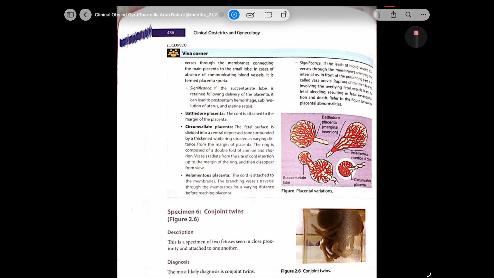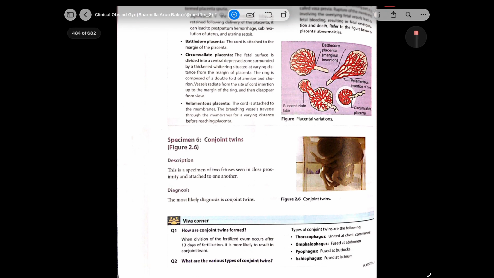Refer to the following figure. This is battledore placenta because the cord is at the margin. Then we have velamentous insertion of cord, succenturiate lobe, small multiple lobes here and there. Then you have circumvallate placenta. Now have a look at the next specimen, the 6th specimen.